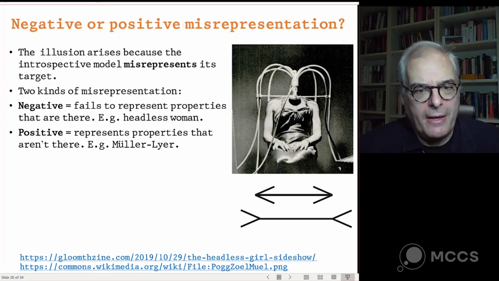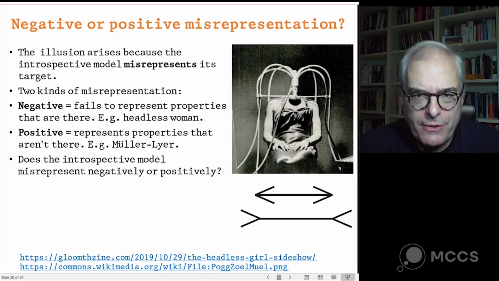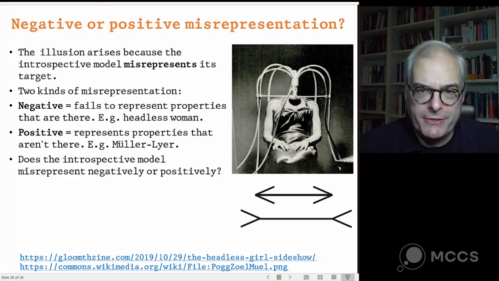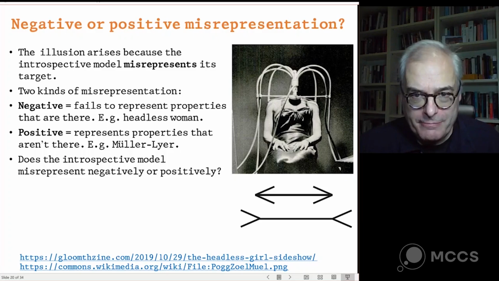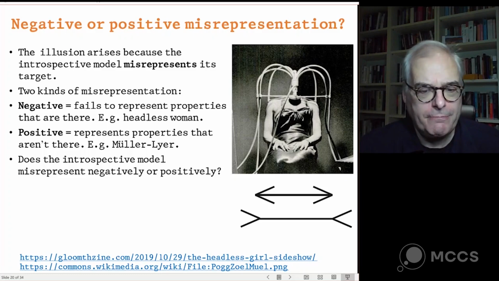And so the question for us is, how does the introspective model misrepresent its targets? Does it misrepresent them negatively by missing out things that are in fact there, or positively by including things that aren't there, and specifically the phenomenal qualities that aren't there?